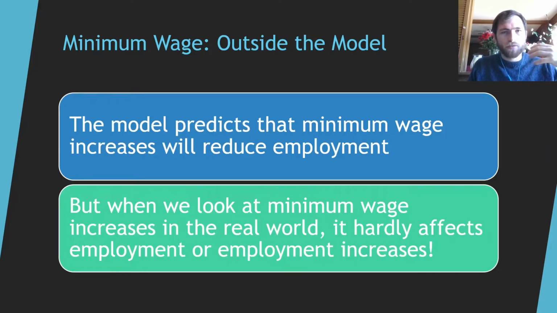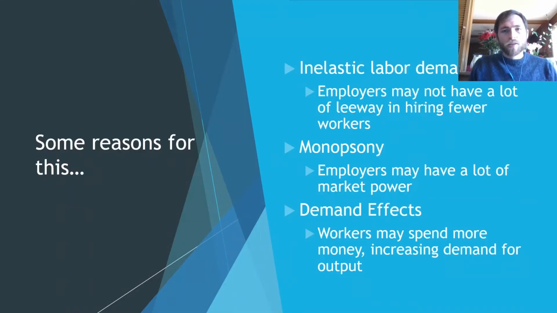And this is going to be stuff that's outside of the model, because the model is just a very, very stripped down and simple representation of reality. So some reasons for that is the potential for very inelastic labor demand. So essentially, employers may not have a lot of leeway in hiring fewer workers when their wages go up. So we represent that on our graph by having a very steep labor demand curve. So employers are kind of stuck. Now that doesn't tell the full story.